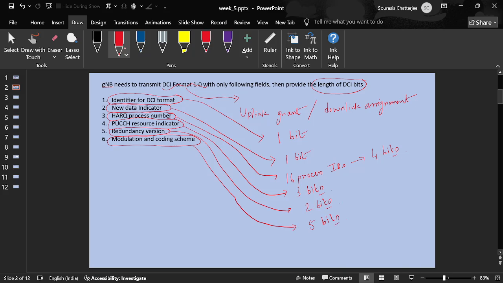So in total, what should be my length here? If I sum them all up, 1 here, another 1 is 2, plus 4 is 6, plus 3 is 9, plus 2 is 11, plus 5 is 16. So we'll have 16 bits. By the way, what is the maximum possible length for DCI in downlink?